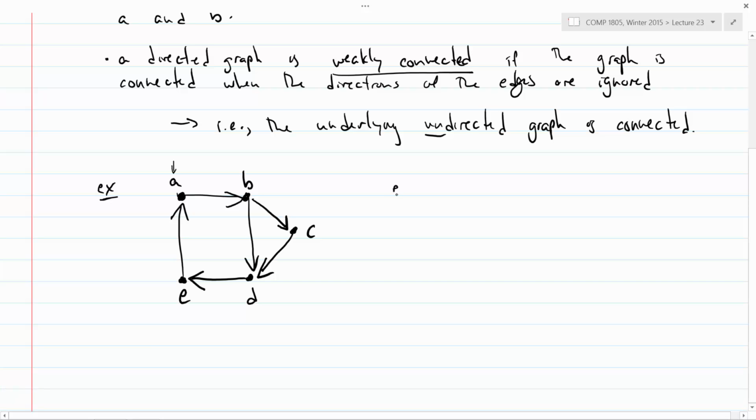Okay, let's see another. So I'll say what this is. This is weakly and strongly connected.